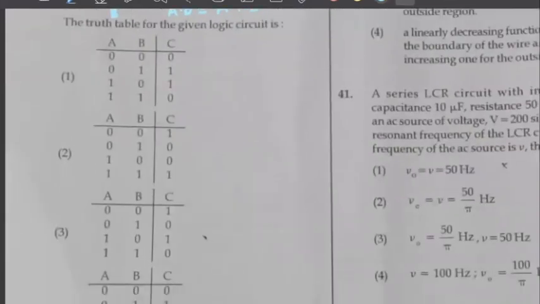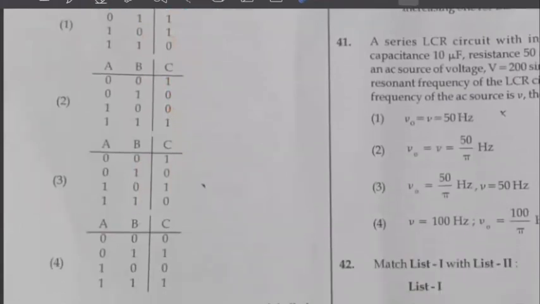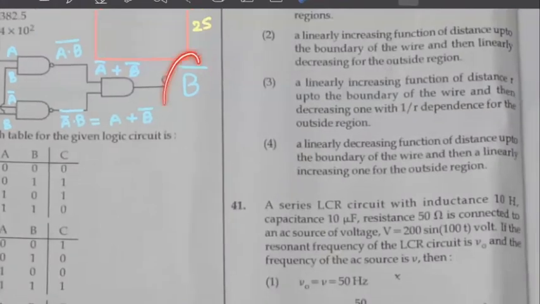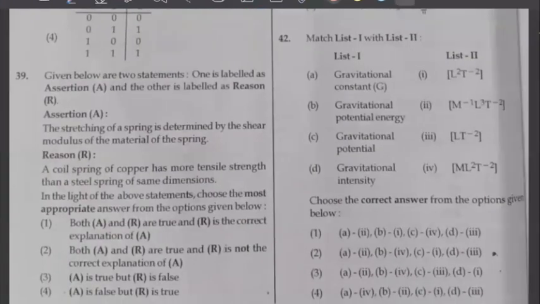So B bar, whatever is B, it should be the opposite. 0 1 0 1 0. No, this is not true. 0 1 0. So this is 1 0 0. This is also not true. 0 1 0 1. This is 1 0 1 0. This is the same as B. So we want B bar, opposite of B. So it is this option. 1 0 1 0. Okay, fine. Next one.